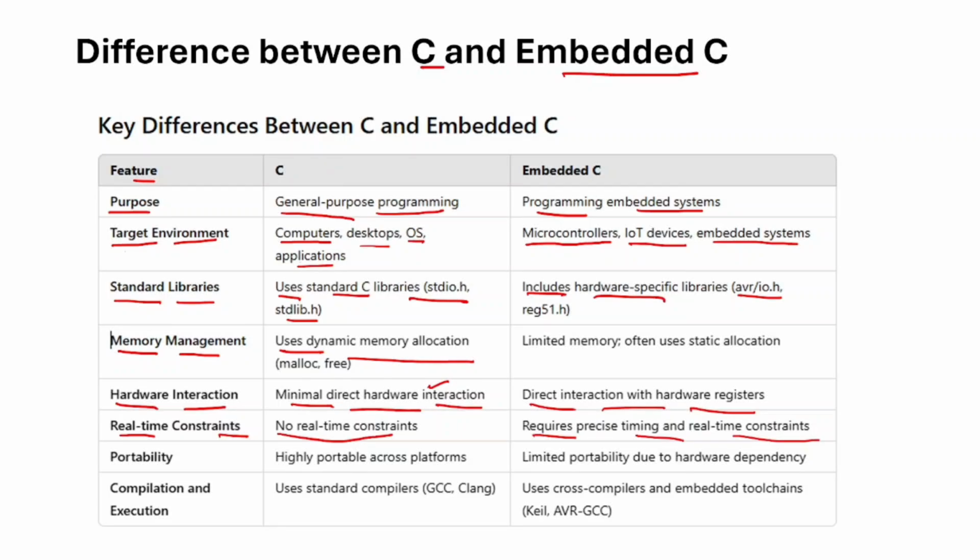So there is no such kind of deadline that it should open within 1 second, or within 2 seconds, right? Even though sometimes it takes 2 or 3 seconds more, that will not cause much impact. That is a real-time constraint. Here there are no real-time constraints, but when it comes to embedded systems, there are real-time constraints.